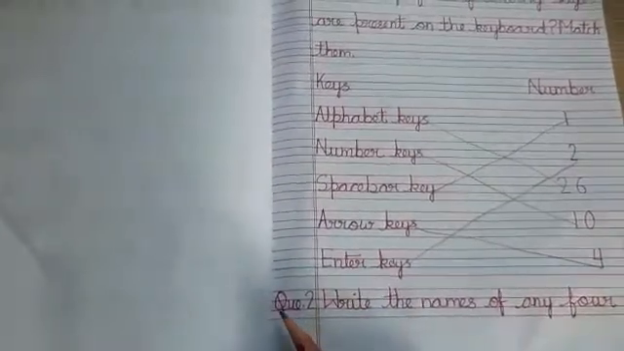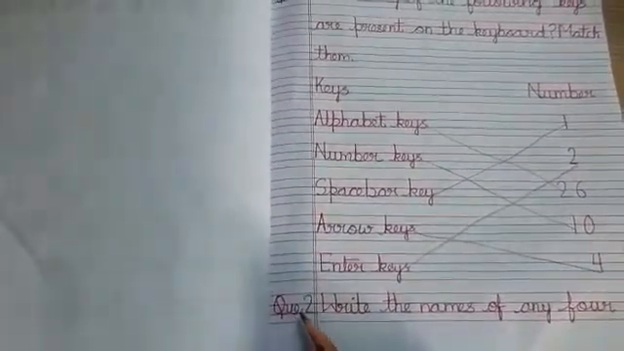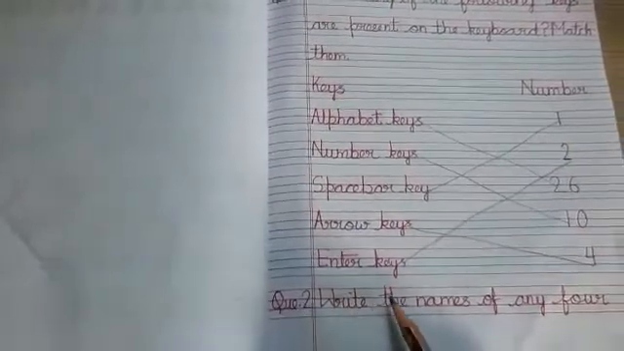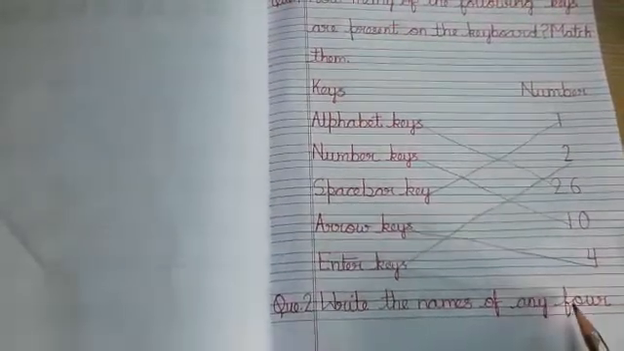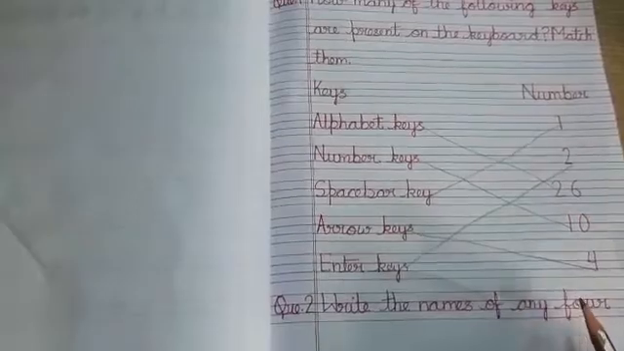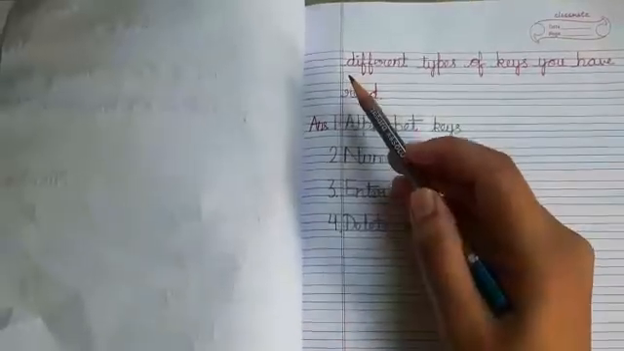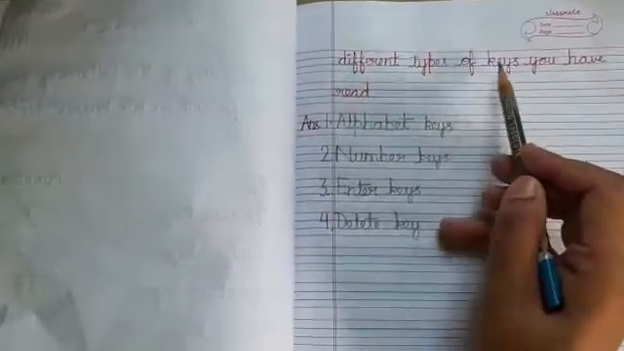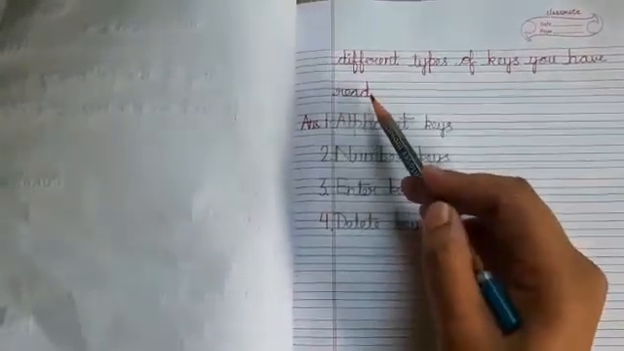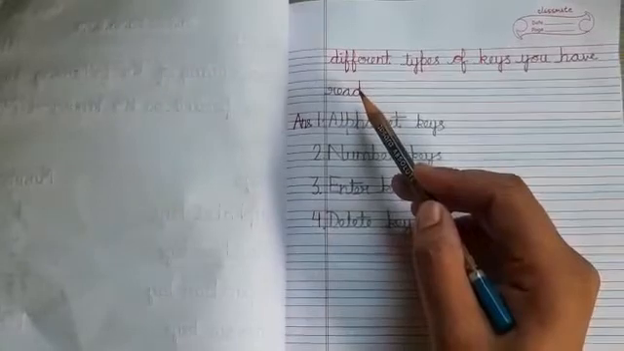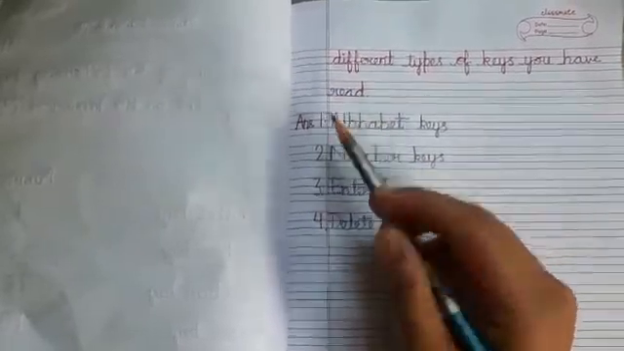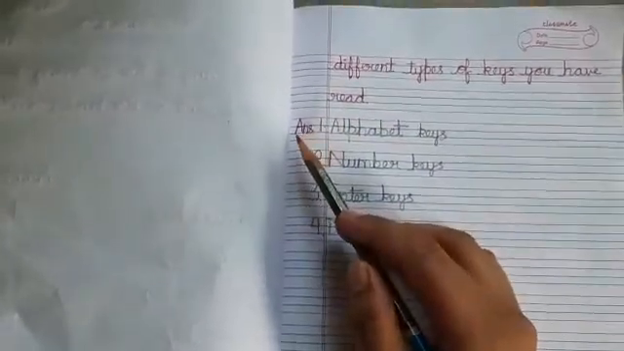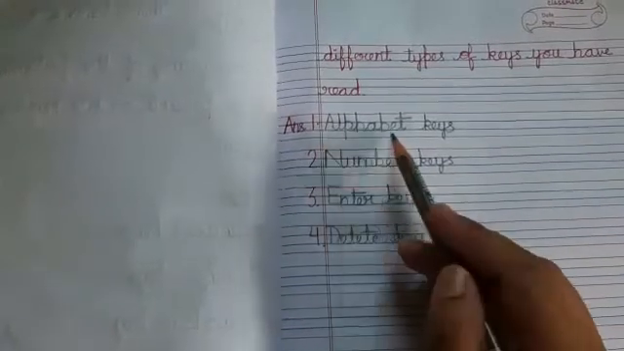In next line you will write QUE.2. Question number 2. Write the names of any four keys. So children, the question is: write the names of any four different types of keys you have read. Full stop. You have to write the names of four different types of keys you have read. Okay children. In next line you will write number 1 alphabet keys.